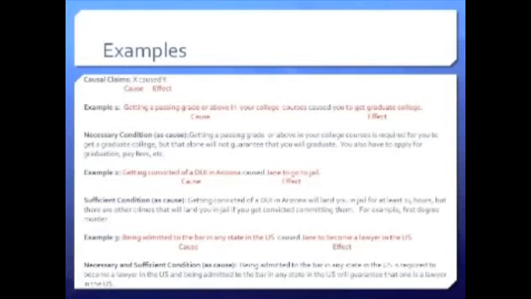A sufficient condition as a cause is a condition that will definitely bring about an effect, but it is not the only condition that may bring about that effect. There are other conditions that may bring about the same effect. For example, getting convicted of drinking and driving in Arizona is a sufficient condition for landing Jane in jail. If anyone gets convicted for drinking and driving in Arizona, you will go to jail.